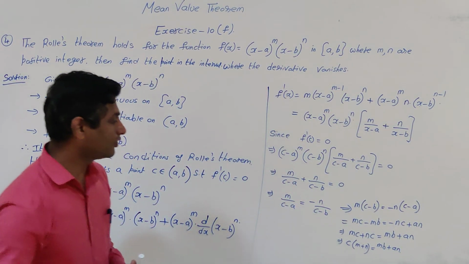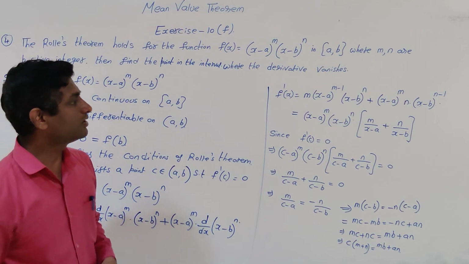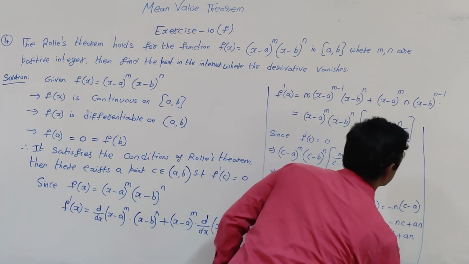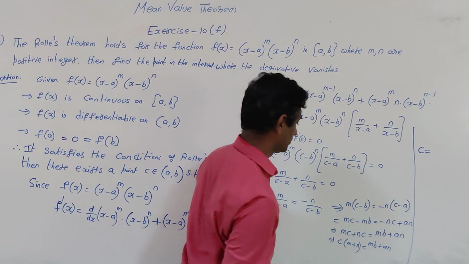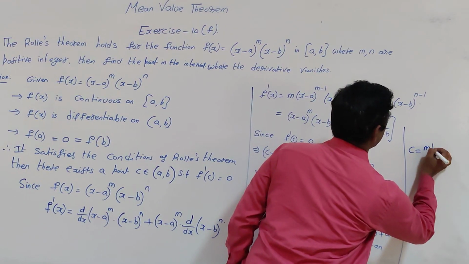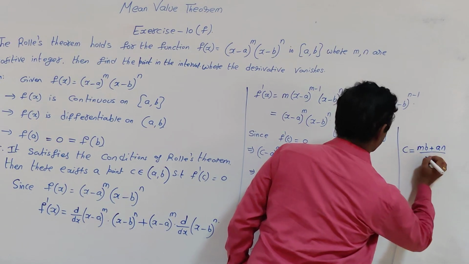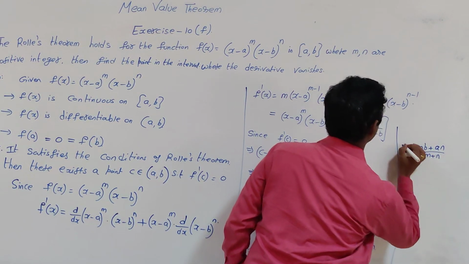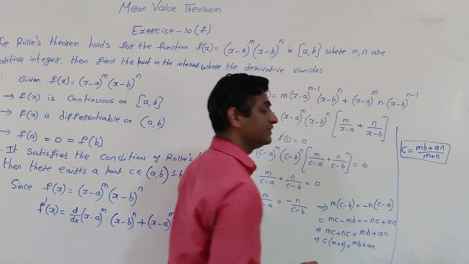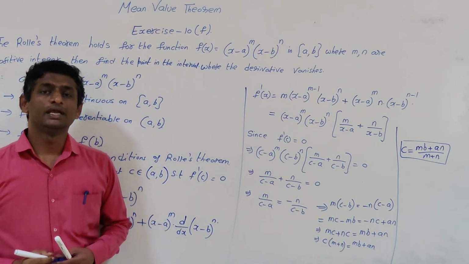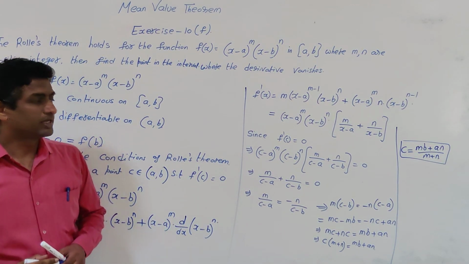But what is the value of c? So what is the value of c? c is equal to (mb plus an) by (m plus n). So that is the value of c which lies in between a and b. So next problem.